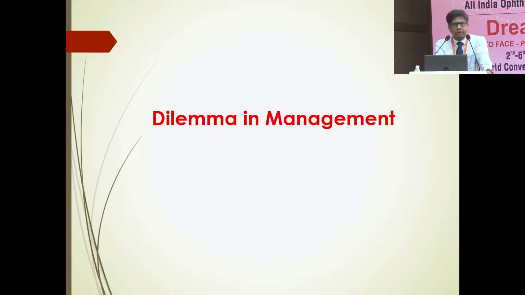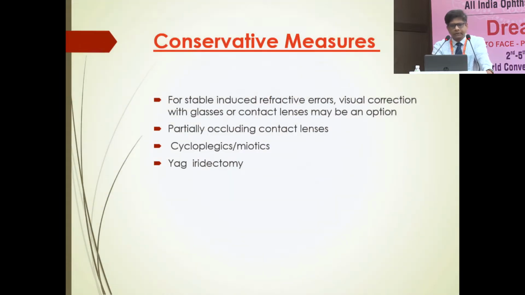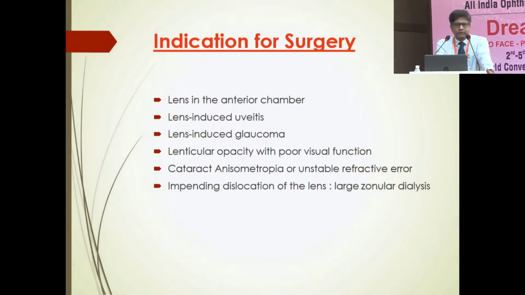So where is the dilemma in the management? The main dilemma is whether to manage it conservatively or to do surgery. Now, conservative management can be done when the refraction is stable. You can prescribe glasses or partially occluding contact lenses. And in some cases, you need to do laser iridectomy if there is a chance of pupillary block or angle closure glaucoma. And surgery is required when there is fluctuation of the refraction, lens-induced glaucoma, cataract associated with ectopia lentis, and when there is impending dislocation of the lens.